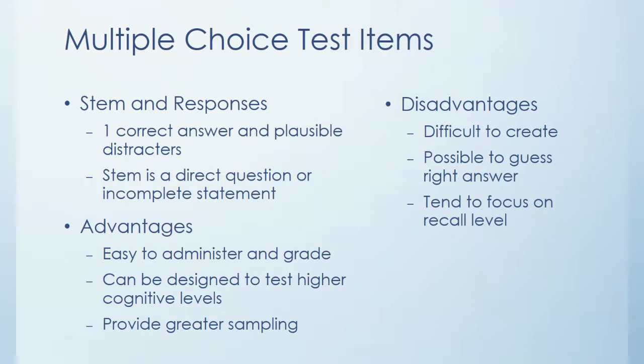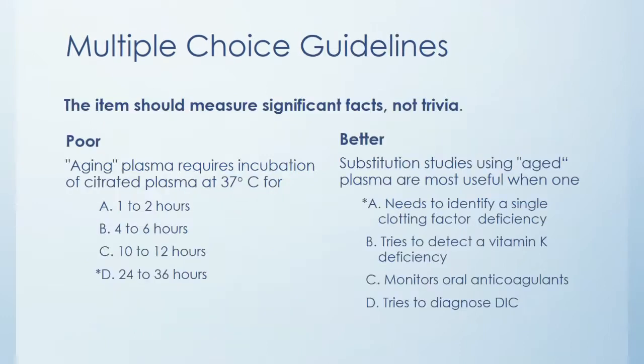The disadvantages are they're difficult to create. Honestly, it's difficult to come up with plausible distractors sometimes. It's possible to guess the right answer when you don't know what you're talking about, because you have a 1 in 4 or 1 in 5 chance of guessing right, especially if you've managed to rule out some of the distractors. And they tend to focus on the recall level.